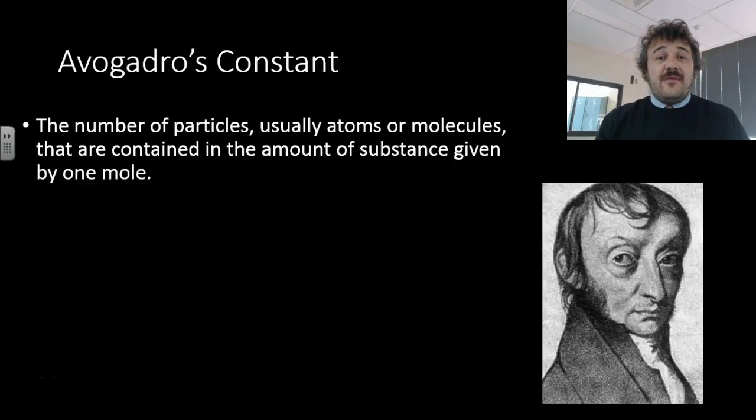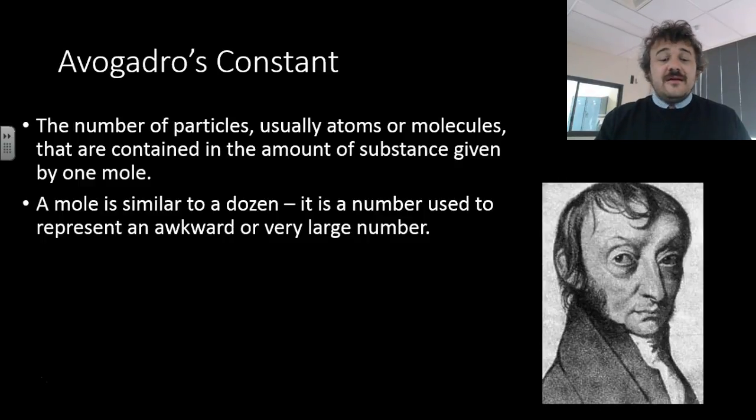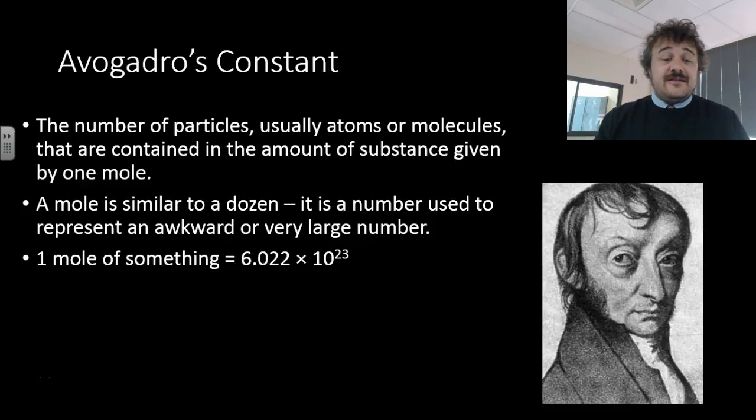So we can say we have a mole of something or 2 moles of something. It's similar to a dozen, so we'll use it to represent a larger, more awkward number. Okay, and we're talking about a very large number here. So if you have a mole of something, you have, and this is Avogadro's constant, this number here, you have 6.022 times 10 to the power of 23.